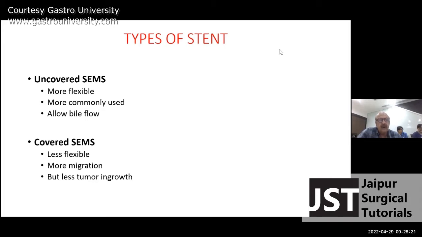Covered stents are less flexible and have a higher migration rate, but the advantage is less tumor ingrowth. As you go ahead, to the esophagus, the stenting technically becomes a little more difficult, because of the scope position, which is not straight, and the deployment is technically difficult. So we use a colonoscope to deploy these stents, or we can use an ERCP scope for deployment of gastroduodenal stents.